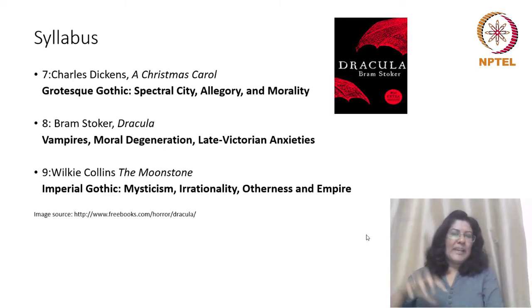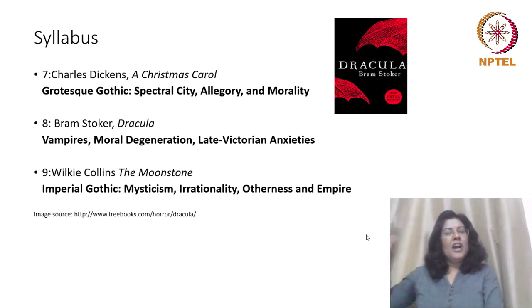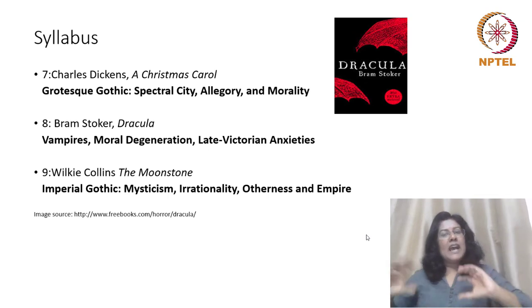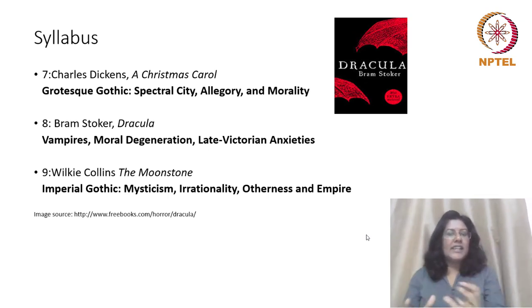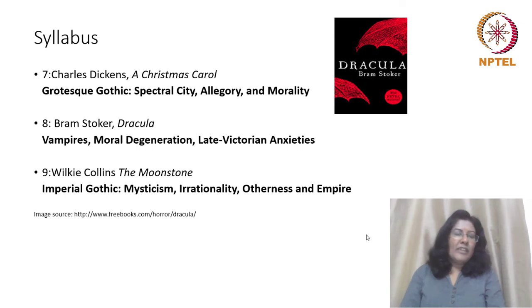We'll talk about the spectral city, how morality is taught through a grotesque Gothic, and how this particular novella becomes an allegory for the right life. In week 8, we'll talk about Bram Stoker's Dracula. We'll talk about vampires and how the Gothic becomes a fantastic mode to talk about moral degeneration and late Victorian anxieties.